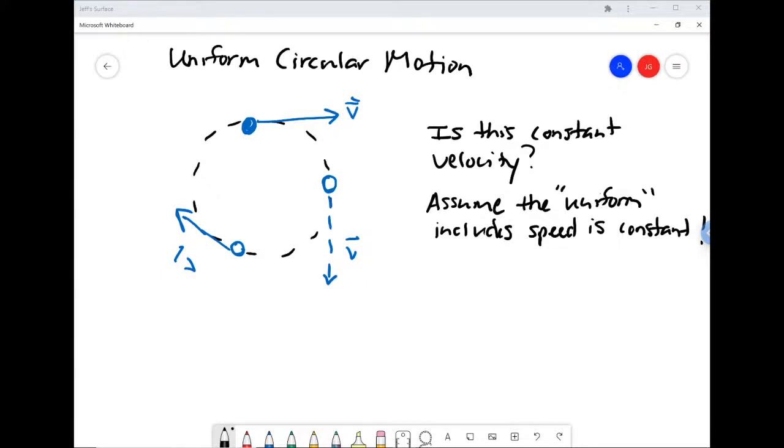does that mean the velocity is constant as well? So Chris has got an answer here. He says no, because there's change in direction. All right, good.